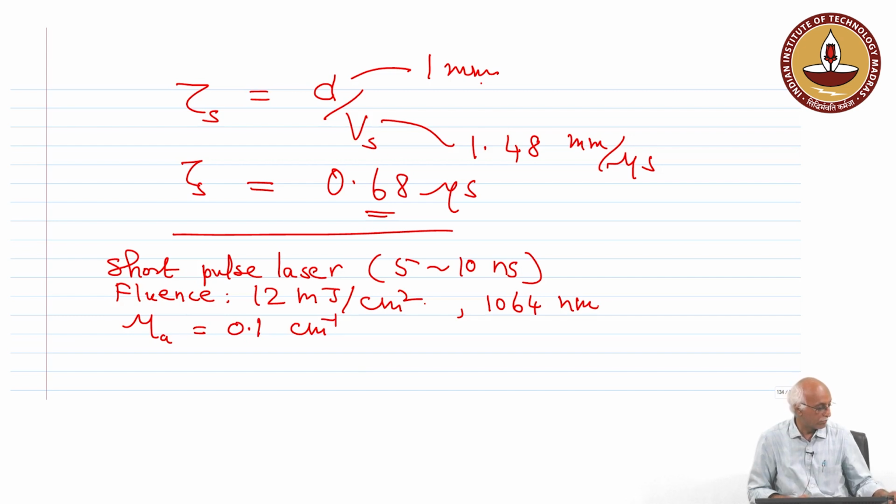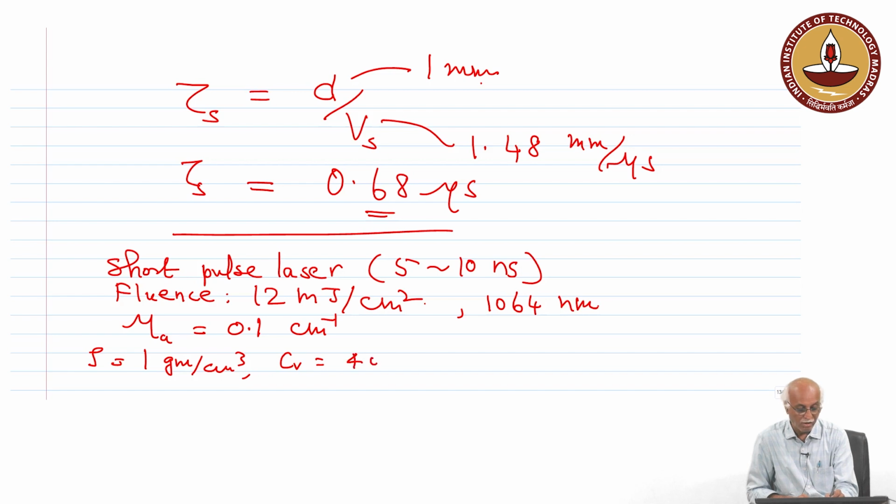Now the density of tissue, rho, is 1 gram per centimeter cube approximately. It is a soft tissue. Based on that, CV is available from the data, 4000 millijoule per gram Kelvin, that is the unit.